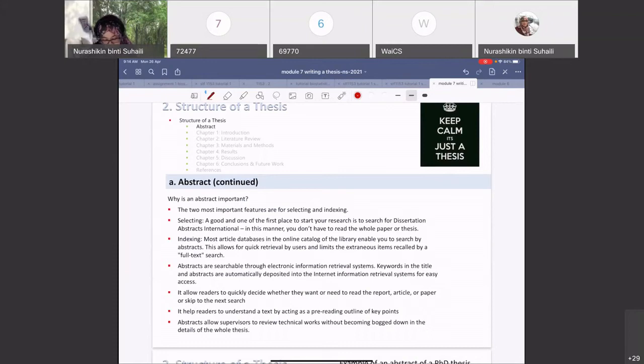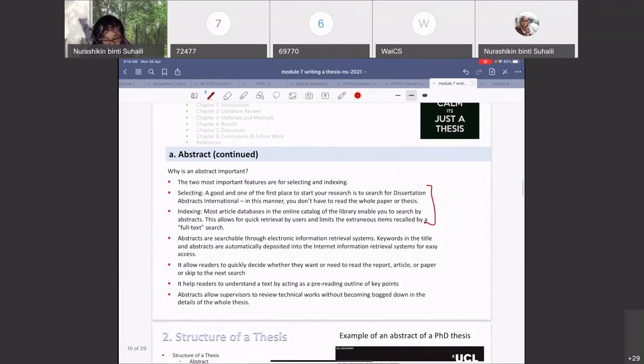Okay. This is what is meant by quick references. People will read the abstract to get quick information. And abstracts are also what is inserted in the search system. For example, if you search for a thesis on the library website, what comes out is the abstract first. So that's why it's very important.